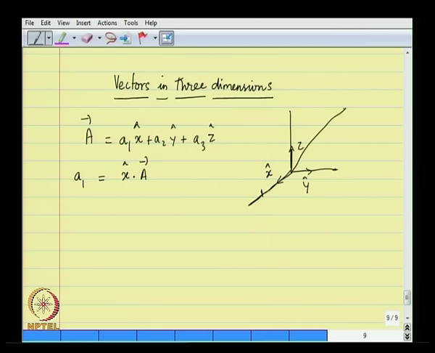Suppose the arbitrary vector is in some direction. Let me just draw this slightly better. We call this A. The component of this along the x direction is A1. The component A2 is the component along the y direction.